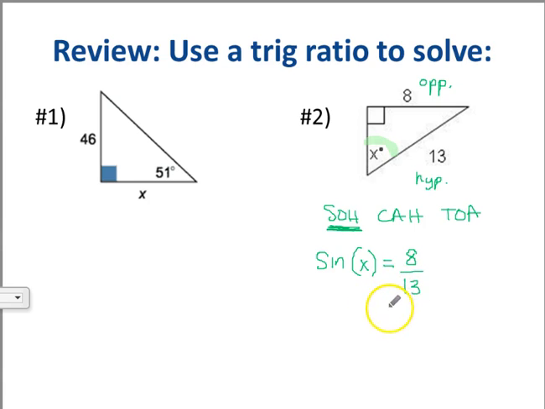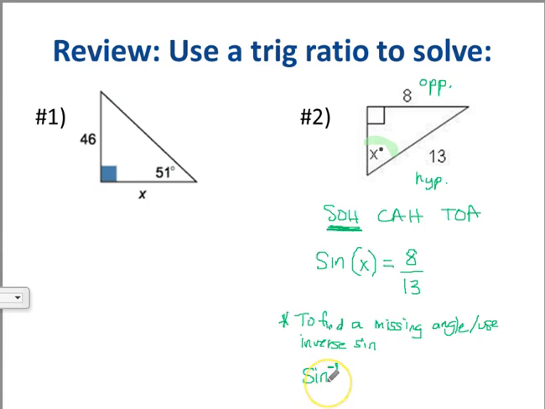So this is where you want to use the inverse. In order to find a missing angle, you must use the inverse of sine. When we use that on our calculator, it's going to look like this. The inverse is where you've got that -1 next to it, sine raised to the -1. You're going to use that on your calculator, and then type in 8/13, and that's going to give us our answer.